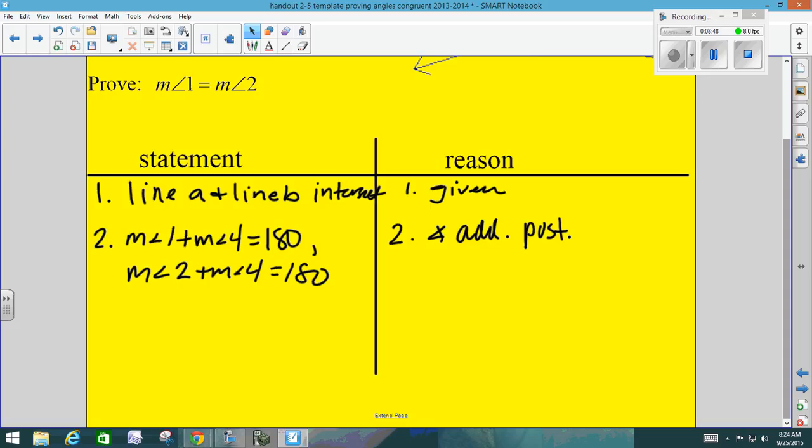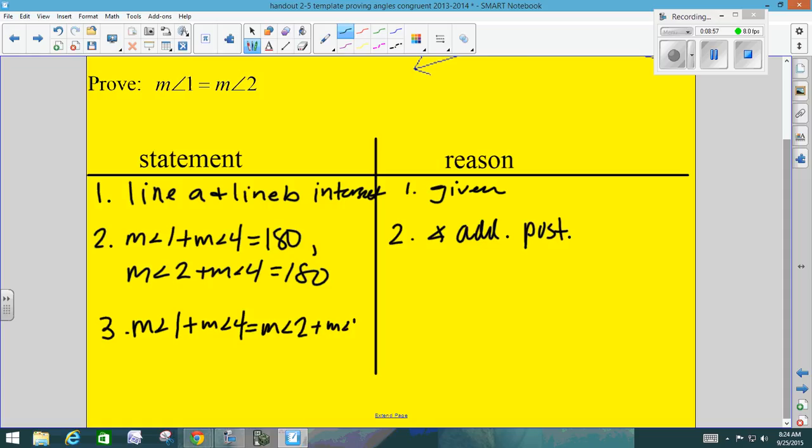So for step 3, set those expressions equal. The measure of 1 plus the measure of 4 equals the measure of 2 plus the measure of 4. I'm going to write down transitive property, but if you want to put substitution because it makes more sense for you, then put that there. Whenever it can be transitive, then it can also be substitution.